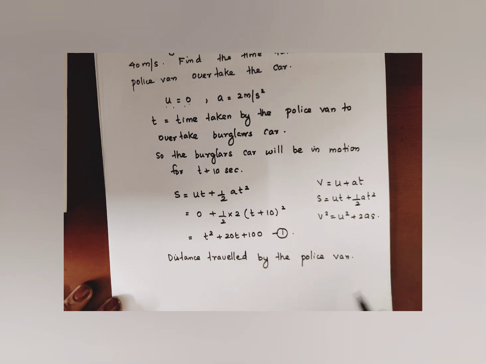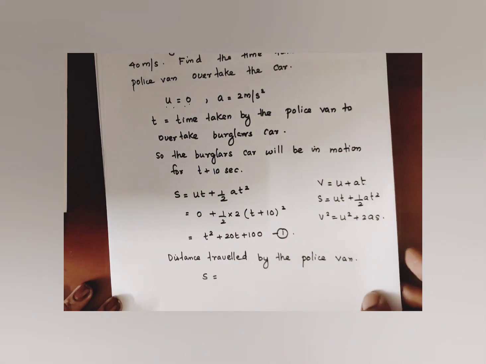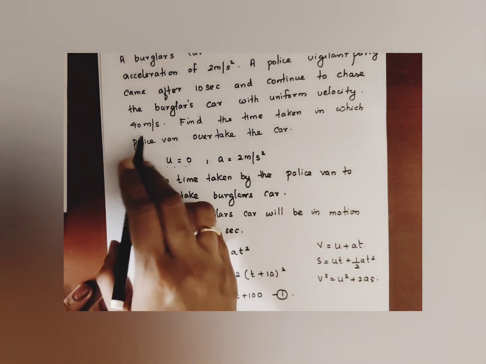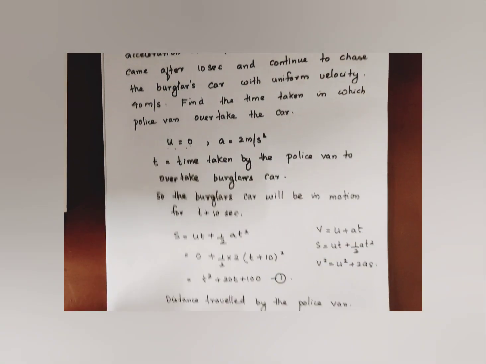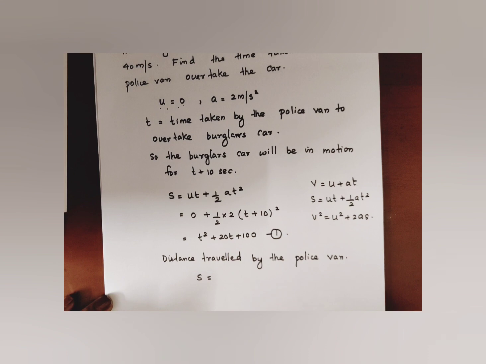The distance travelled by the police van is given by the equation s is equal to... the police van is moving with uniform velocity. Uniform velocity means acceleration is 0. So using the same equation, ut plus half at squared, with acceleration 0, displacement is equal to 40t plus 0. So this is your second equation.